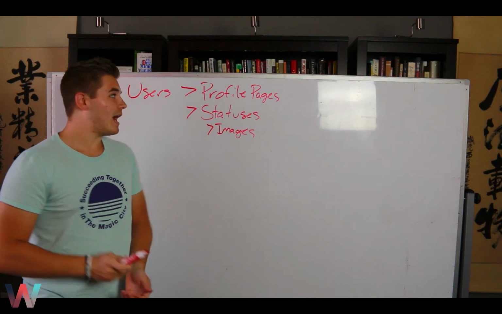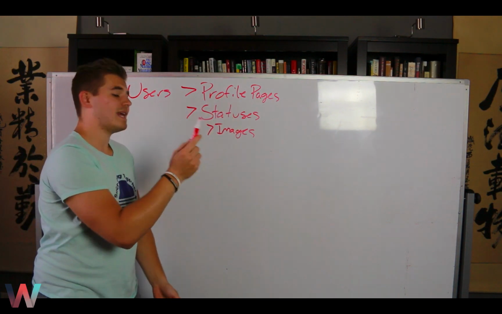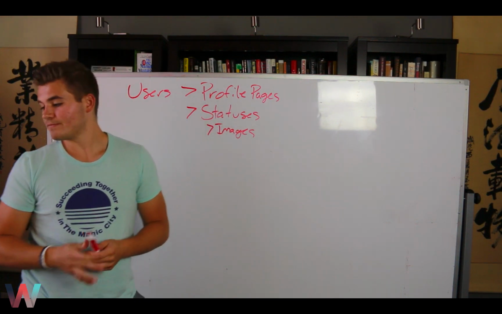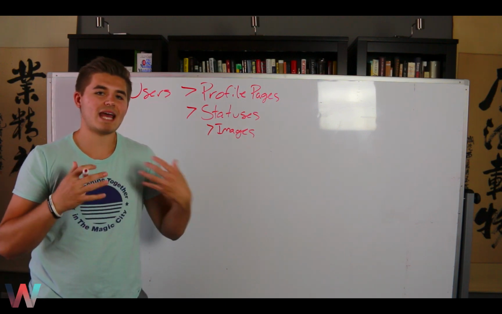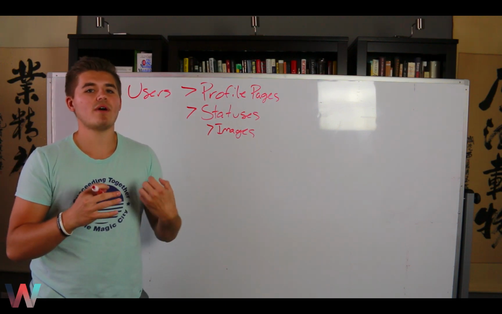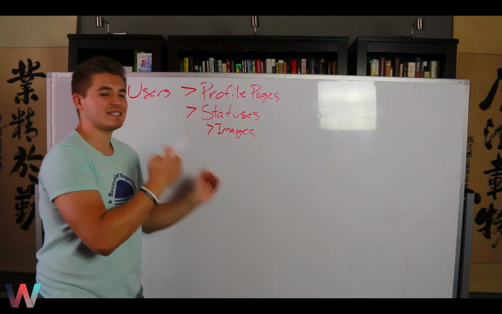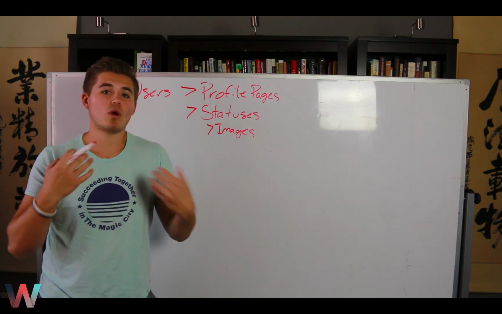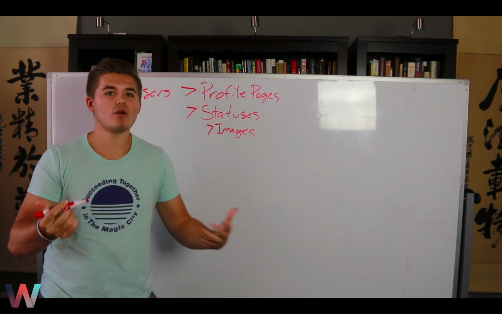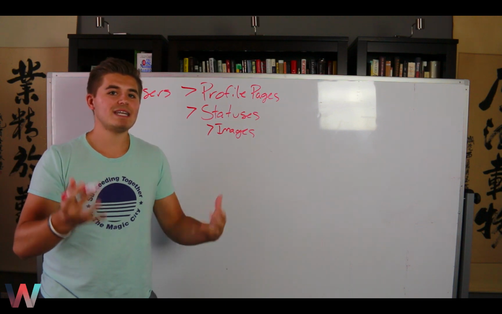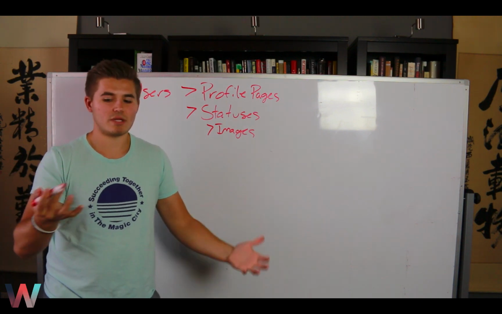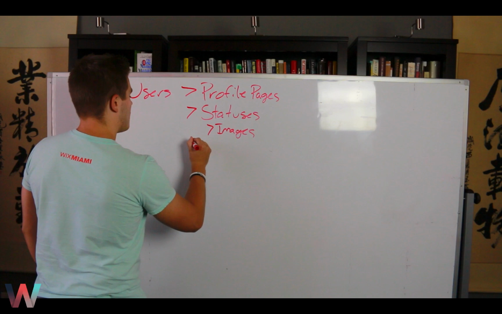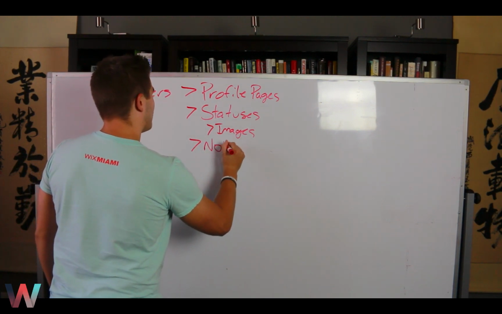So now after we have our profile pages, statuses, and we know we're going to have image uploads, we also need to have a system to be notified when something happens on a status that we post. So we often refer to these as notifications. So we know we're going to need notifications on our social network. We'll go ahead and write notifications.